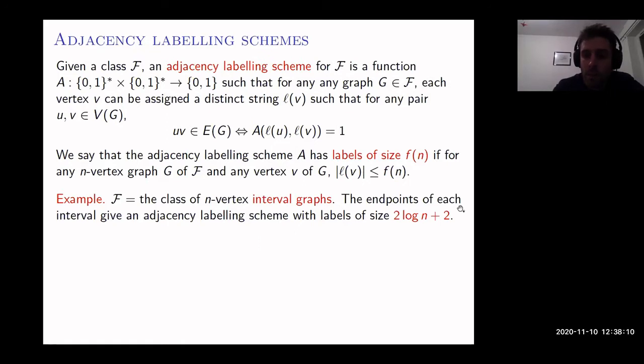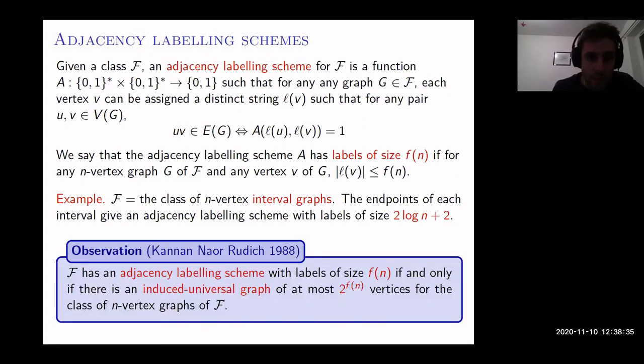And now if you know each interval, it's easy to tell if two vertices are adjacent or not. You just look at whether the intervals intersect. Okay, so it's fairly compact. I mean, 2 log n, it's nice. And a natural question is, what's the connection with induced universal graphs? Well, the connection was observed by Kannan, Naor, Rudich in 1988.